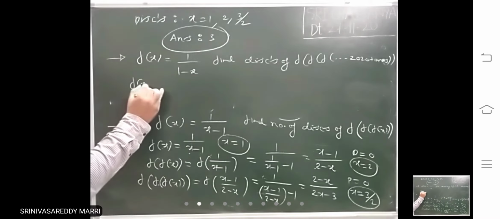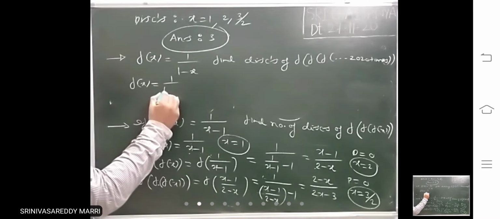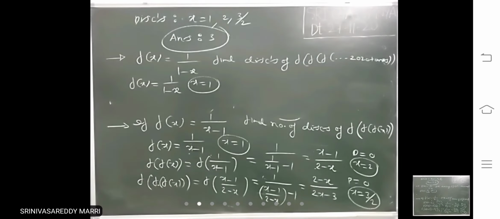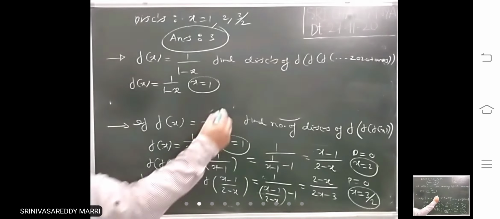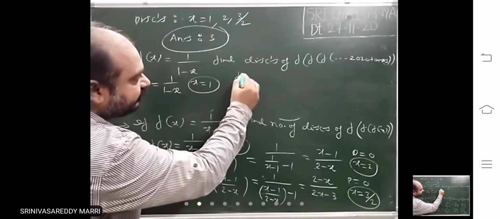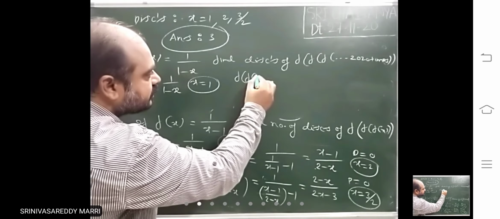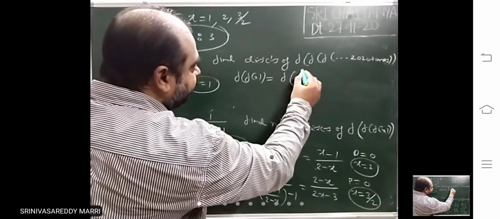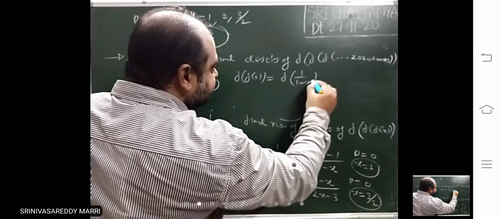That means the last f of x you take. So denominator equals 0. This is one discontinuity. Then add one more. We will check. Then add one more. f of 1 by 1 minus x.